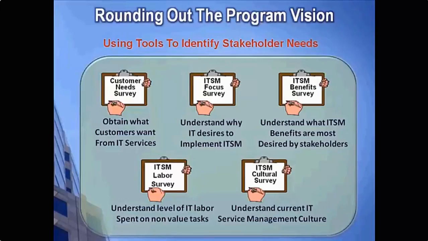So these are the 5 surveys that are included in your program materials that you can download. We have a customer needs survey, an ITSM focus survey, a benefits survey, a labor survey, and a cultural survey. It's really important that when we work with our stakeholders during this visioning work stage, you identify aspects of the program that they would like to see as benefits.